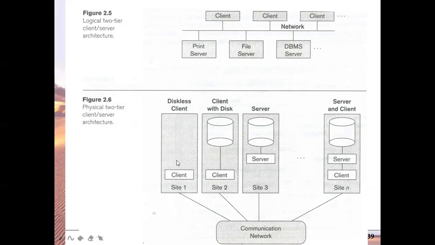First client is diskless client. That means only client software is installed, but it doesn't have its own storage capacity. So there is no disk here. It has only processing capacity, whereas when it tries to save, it goes to the server. The information doesn't get stored at the client at all.